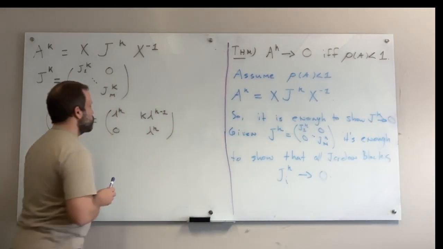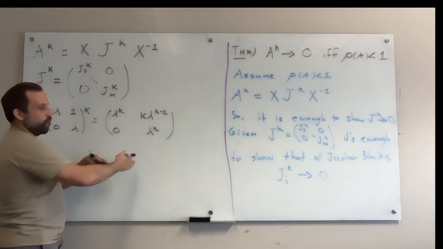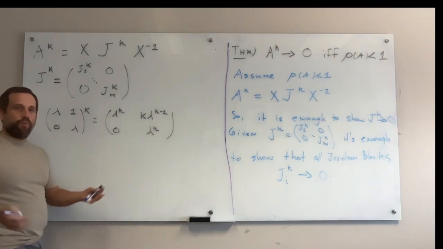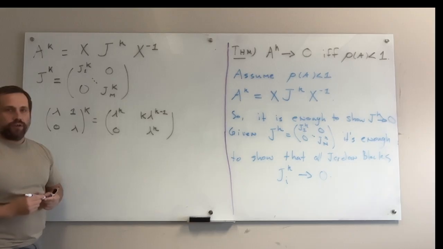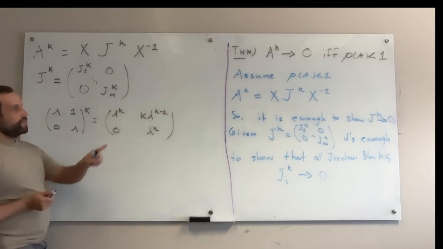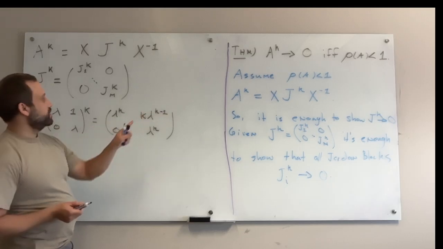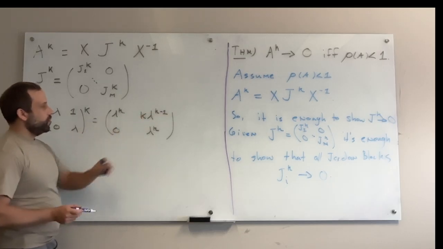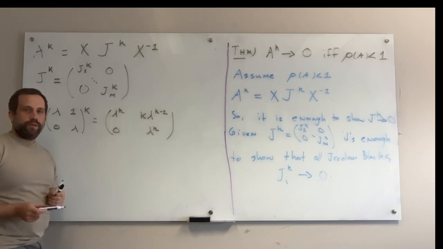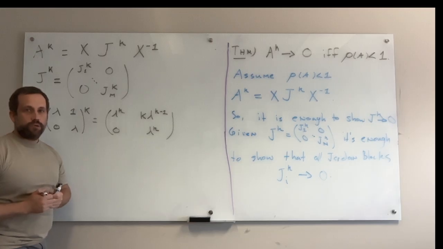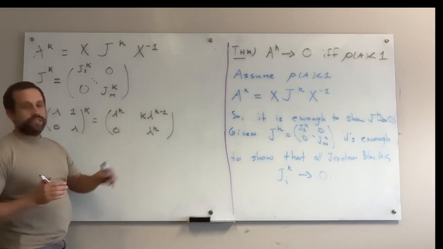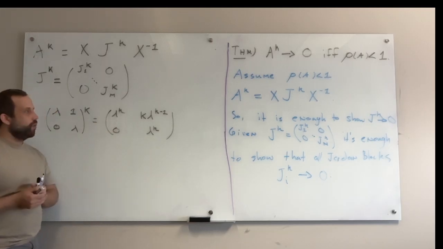Now, all of the Jordan blocks are going to be like this or bigger: 2 by 2, 3 by 3, 4 by 4. If we just look at a Jordan block, why does this converge to 0? Well, remember, lambda is an eigenvalue. If the spectral radius of A is less than 1, it means the absolute value of these eigenvalues is going to be less than 1. The complex modulus of these eigenvalues, let me say, is going to be less than 1.